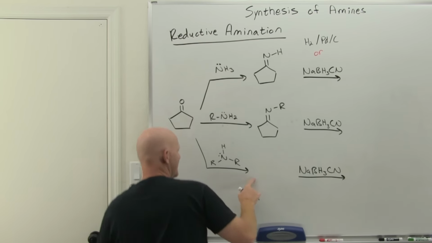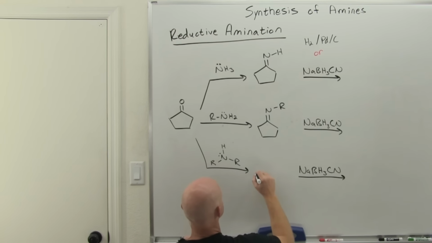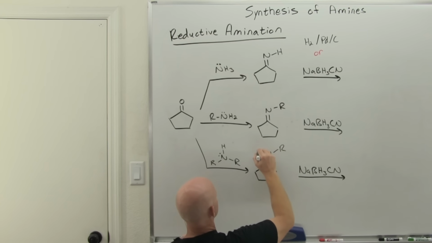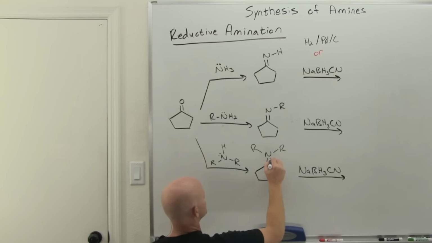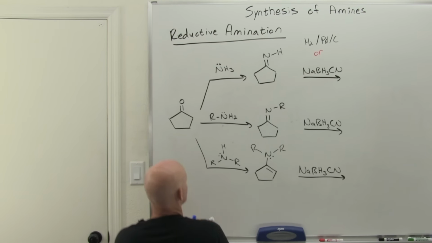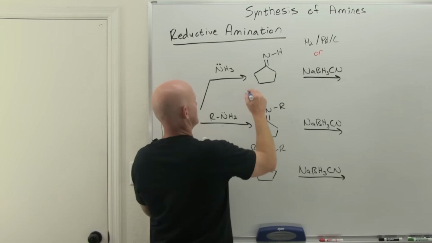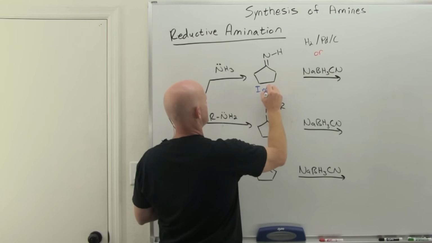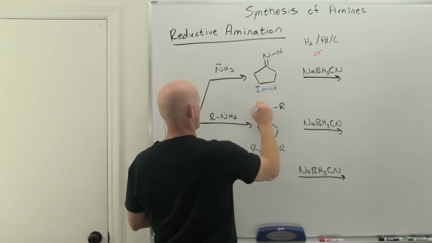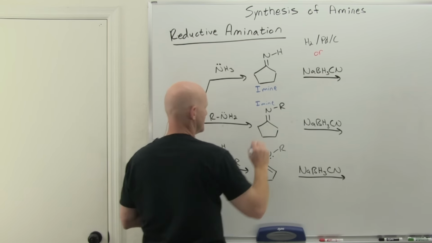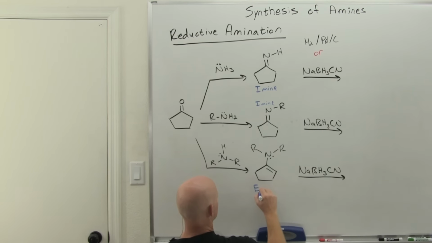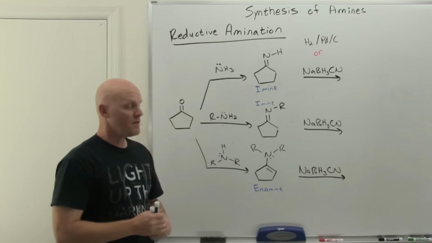Now with a secondary amine, it's going to be a little bit different. You guys learned that instead of ending up with a carbon-nitrogen double bond, you end up with an enamine, a carbon-carbon double bond instead. So once again, with ammonia, the intermediate's an imine, also with the primary amine, but with the secondary amine, your intermediate is an enamine. Cool. And now all these need to be reduced.